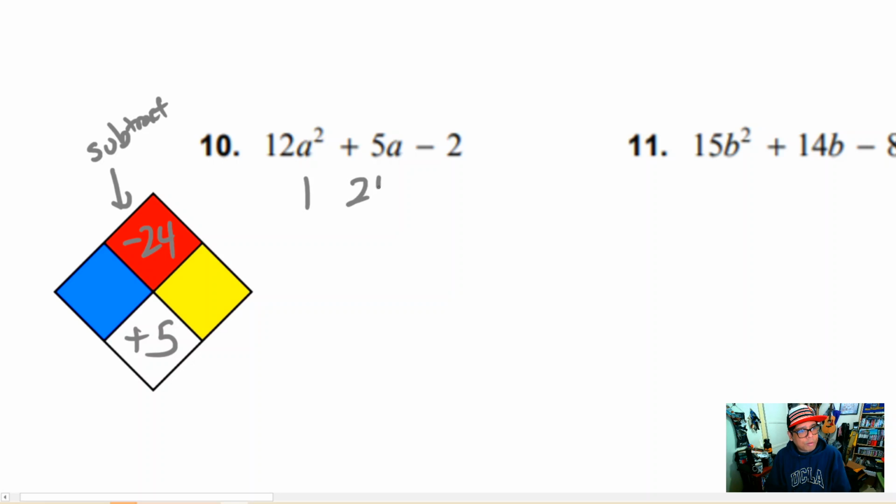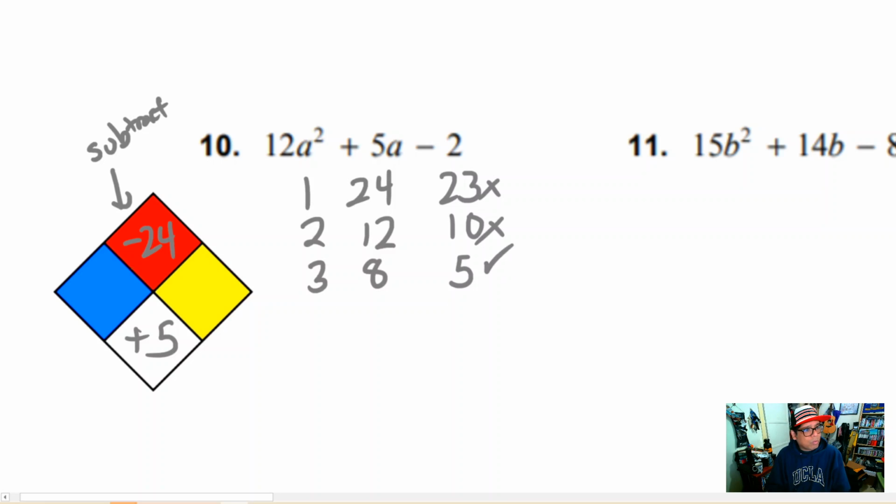1 times 24, but if I subtract, I get 23, so that's no good. 2 times 12 is 24, but if I subtract, I get a 10, so that's not good. 3 times 8 is 24, and when I subtract, I get a 5. That's the two numbers that we want, a 3 and an 8. And if I want to get a positive 5, I'll need a positive 8 and a negative 3.